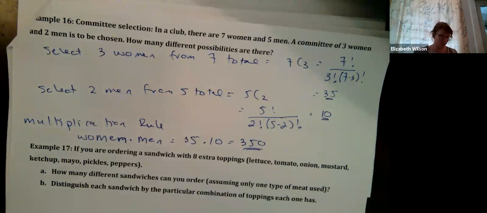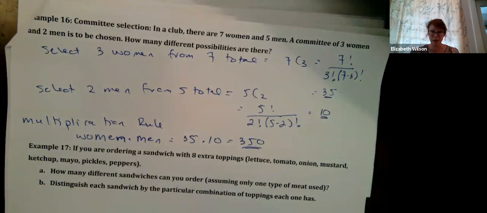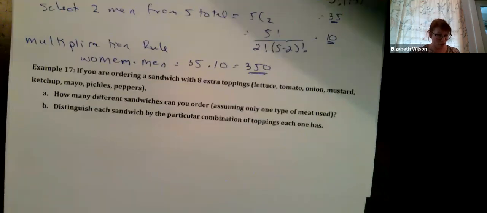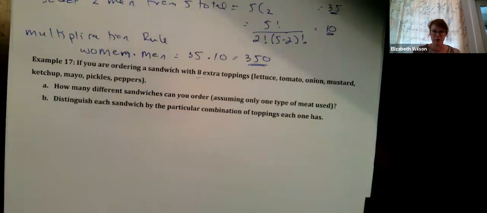All right. So our last example is a good one right before lunch, which is about sandwiches. Food is always a good example. We're going to order a sandwich, and it has 8 extra toppings. We have lettuce, tomato, onion, mustard, ketchup, mayonnaise, pickles, and peppers. We want to know how many different sandwiches we can order, and we're just going to assume that we're only using one type of meat. So pick whatever type of meat you like, and then you're going to think about these 8 extra toppings.